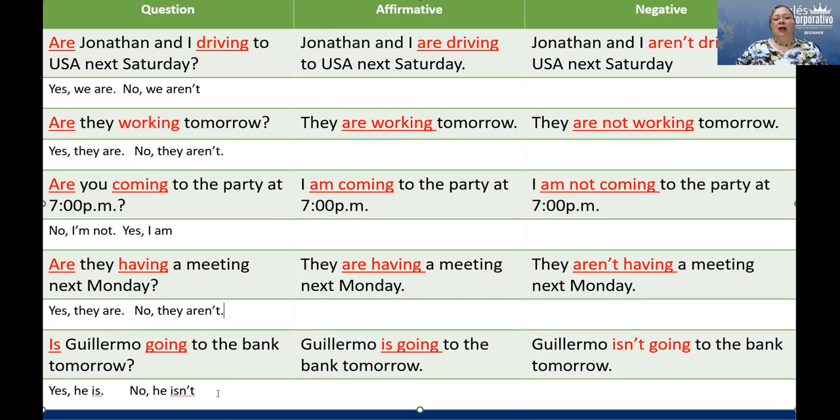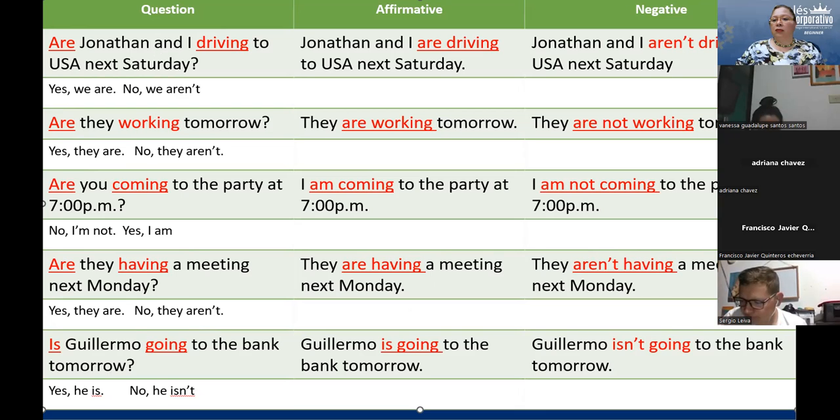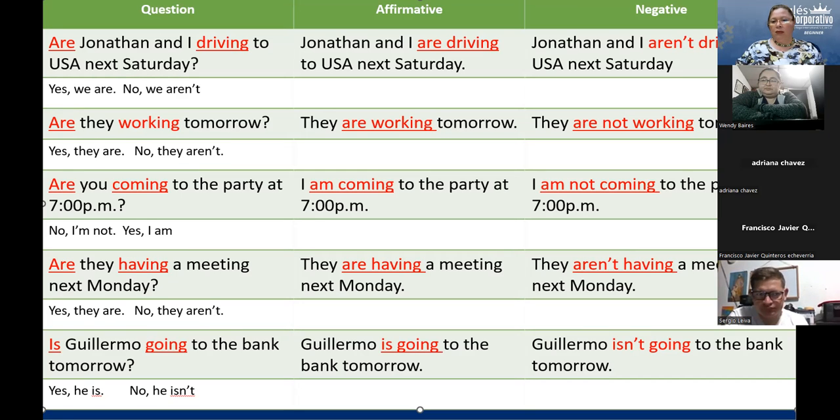Yeah, no, they aren't. Okay, and the last one, is Guillermo going to the bank tomorrow? Yes, he is. Or, no, he isn't. Okay, no, he isn't. All right, esto es lo que debemos conocer de la estructura gramatical. Okay, so here we are.